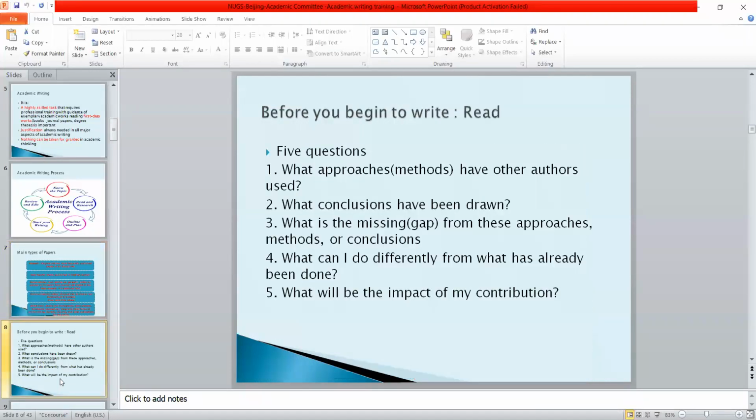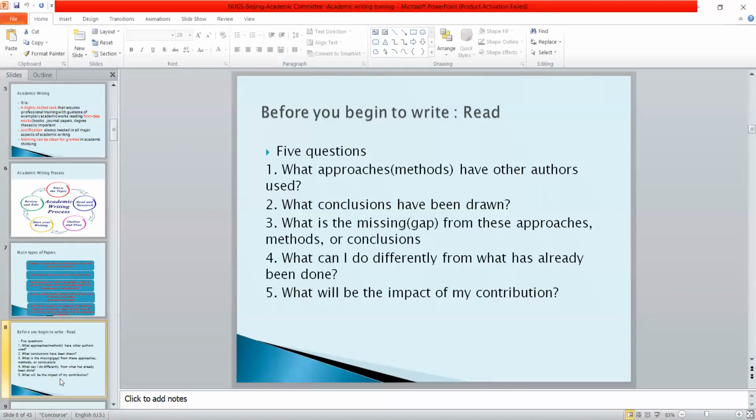Now, before you begin to write, you read. These are five very critical questions before we begin to write. What approach? You must ask this question. What approach have other authors used? What conclusions have been drawn? What is the missing gap from those approaches, methods, conclusions? What can I do differently from what has already been done? And then what will be the impact of my contribution? You must always think about these things.